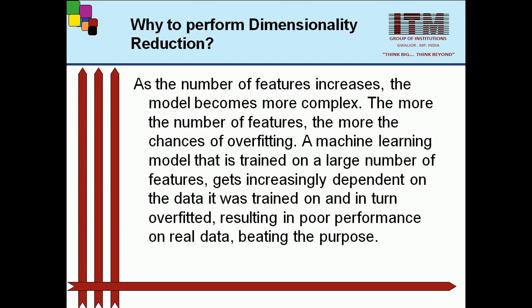A machine learning model that is trained on a large number of features gets increasingly dependent on the data it was trained on, and in turn overfitted, resulting in poor performance on real data, defeating the purpose. Basically, the main attributes are lost while getting overfitted; the major attributes may be overlooked, and the classification model obtained at the end is not a perfect one.